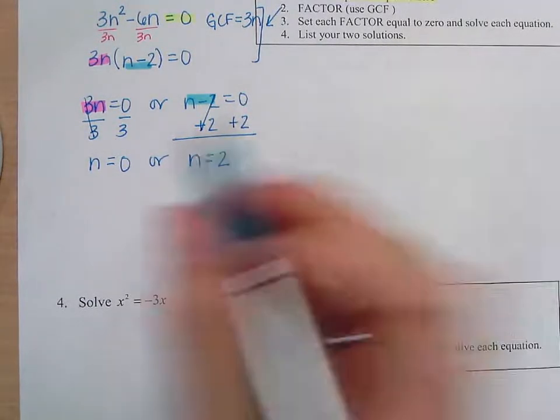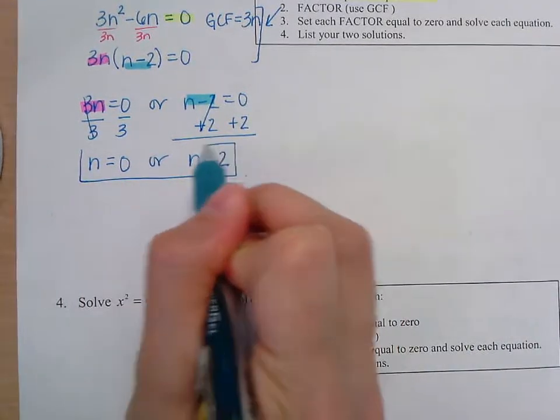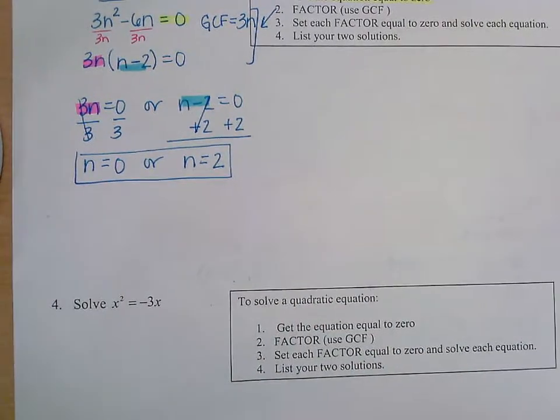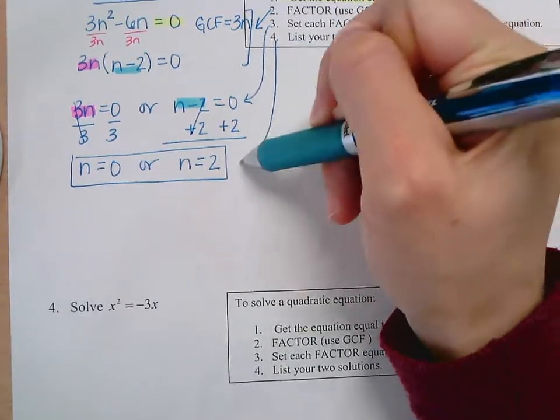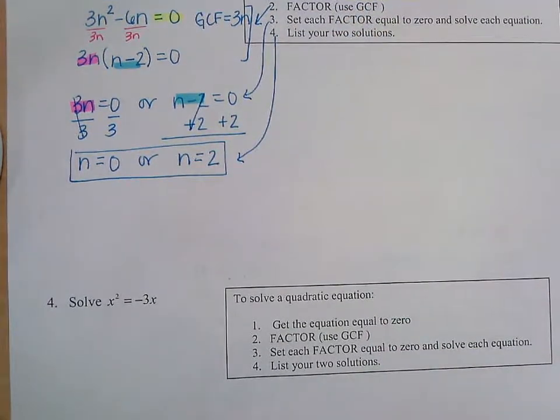Step 4 is listing the two solutions. Here they are. N equals 0 or n is equal to 2. So this here is step 3. Step 4 is your answer. Okay, those are your 4 steps. Sometimes step 1 might already be done for you. Maybe steps 1 and 2 are already done for you, like they were on the front side.